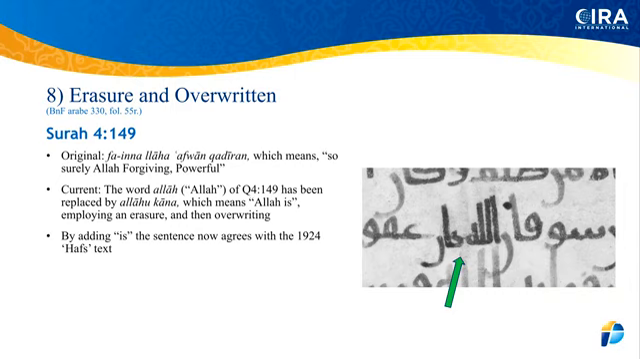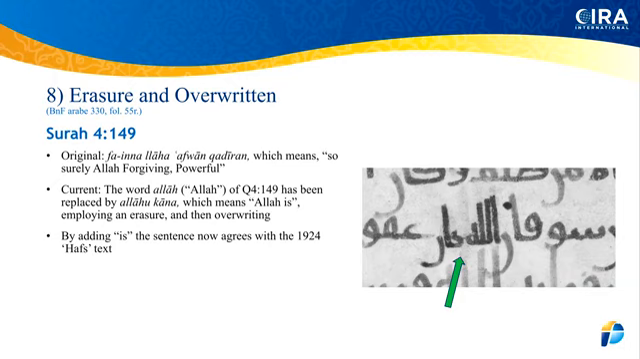Now, currently, the word Allah of 4:149 has been replaced with Allahu Kana, which means Allah is, employing an eraser and then overwriting it. So you can see the eraser underneath. If you look at it, it's very, very indistinct. Yeah. And I want to say again, the word also could be read afuwan, meaning forgiven, or ghafuran, so there's so many ways you can read this. So the "is" has been added there to make it grammatically correct.